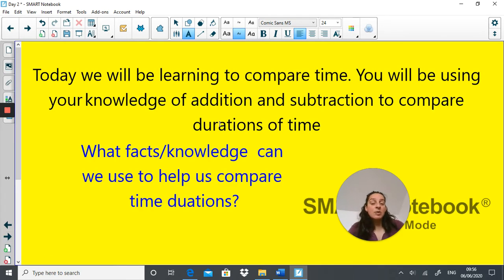Today we will be learning to compare time. You'll be using your knowledge of addition and subtraction to compare durations of time. What facts and knowledge can we use to help us compare time durations? Just think about the skills you used yesterday to compare time, and also what knowledge you need to make sure was in your head at the forefront of your mind in order to compare durations. So things like there are 60 seconds in 1 minute, there are 60 minutes in 1 hour. Those are the facts that you need to know because they help you to work out which calculations you need to carry out.